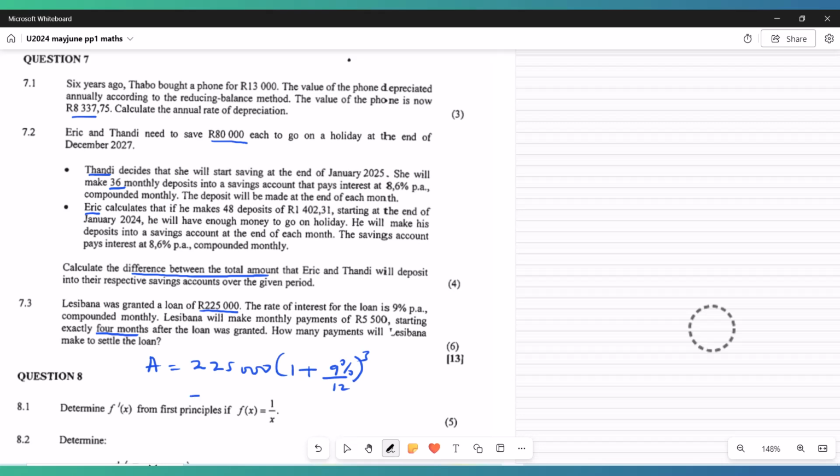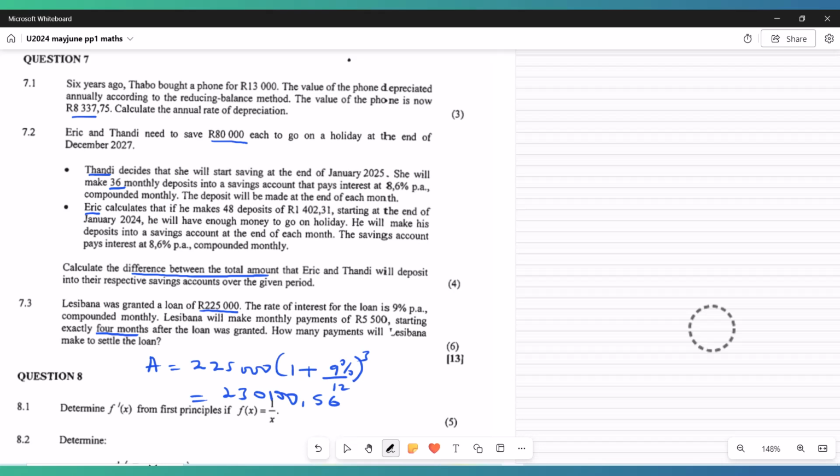So here, how much is our money going to be? That is 250,000 times open bracket, 1 plus our rate which is 9% divided by 12, because we're compounding monthly, then the power 3 months where he did not pay. So by the time he started paying, the money was 230,100.56. So this is the loan to be settled.